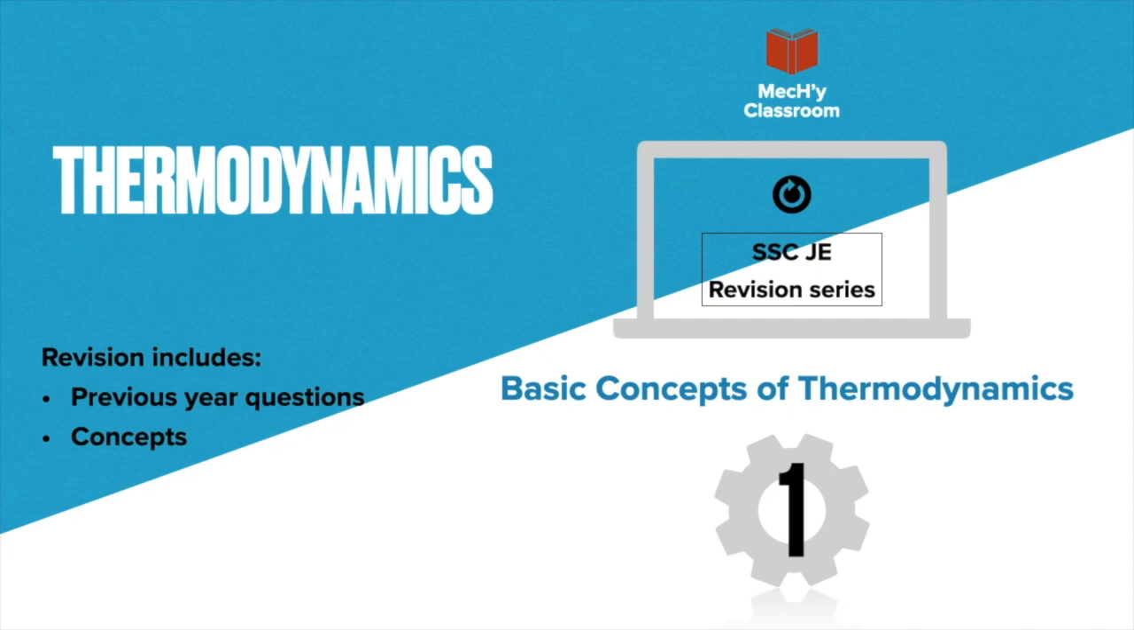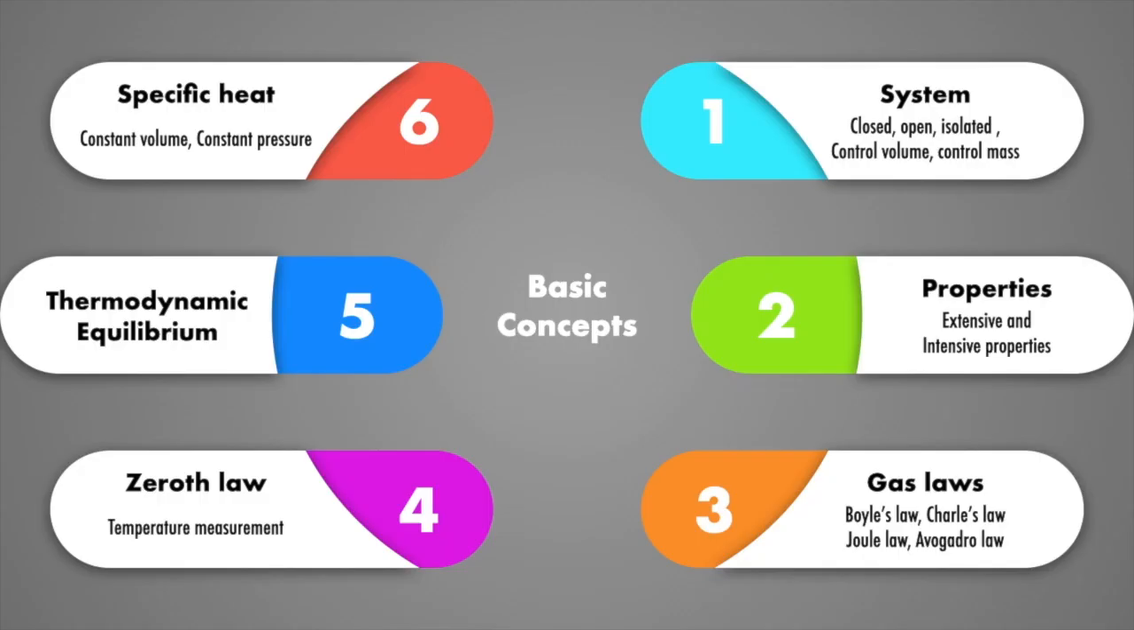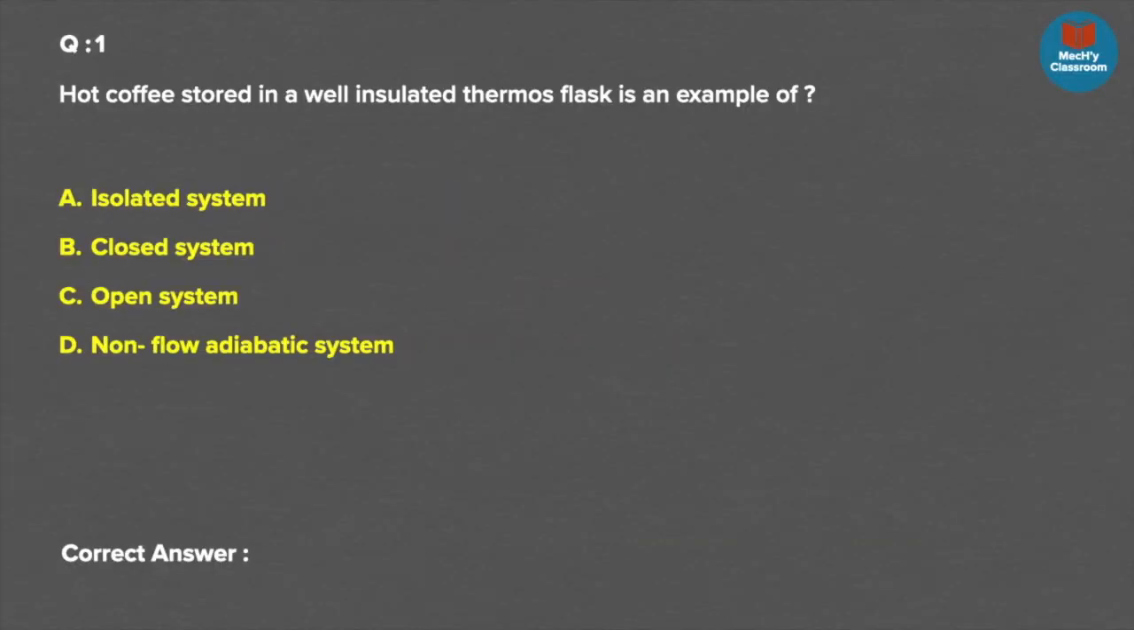In this revision series, I am going to discuss the previous year questions and its concepts. First, let us take the first topic, that is basic concepts of thermodynamics. It has around 6 main topics like what is system, what are properties, what are gas laws, and what is zeroth law, what is thermodynamic equilibrium, and in the end we will discuss about specific heat at constant volume and constant pressure. Moving to the first question.